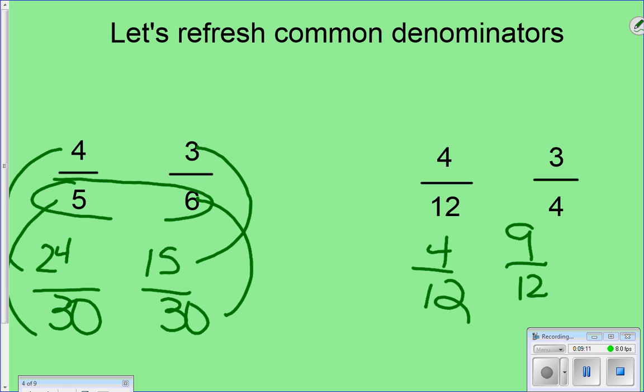What's the bigger one here? Okay, what if I go over here and I put negatives in here? What's the bigger one here then? 15 would be my biggest one.